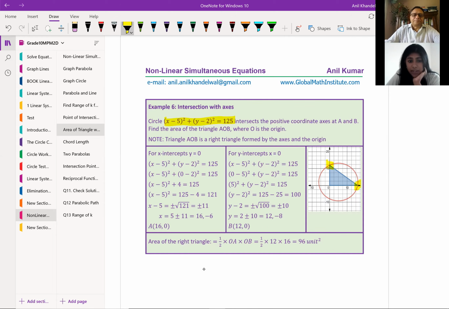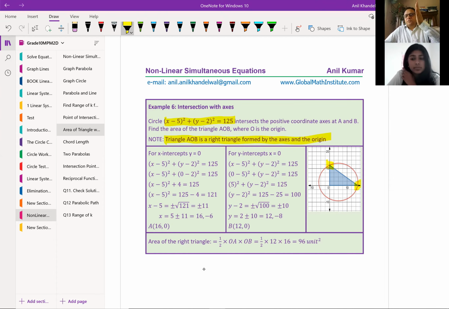Note the triangle AOB is a right triangle formed by the axes and the origin. Correct. So that is the hint which is normally not given in any test paper, right? So when you read this question, we have to learn a few things. First and foremost, we're talking about nonlinear simultaneous equations. Those axes are also equations, correct?